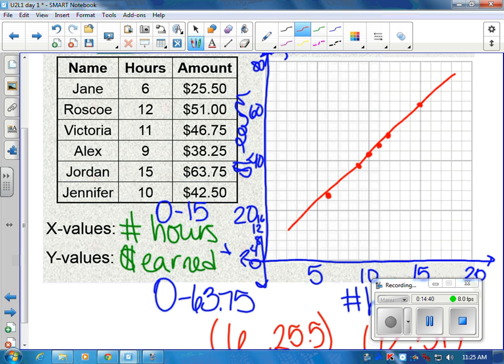If I draw that trend line, I can see that it's pointing up. And this goes through just about all of these points here. So they are very closely related. They're probably all working at the same job.